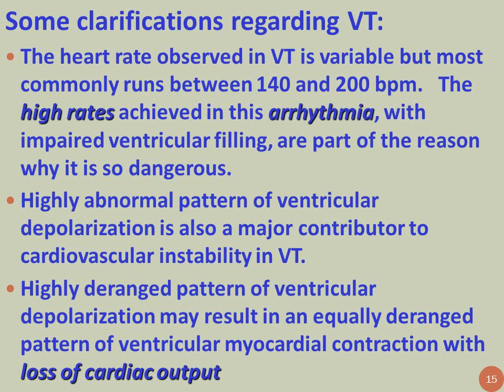Some clarifications regarding VT. The heart rate observed in VT is variable but most commonly runs between 140 and 200 bpm. The high rates achieved in this arrhythmia, with impaired ventricular filling, are part of the reason why it is so dangerous. Highly abnormal pattern of ventricular depolarization is also a major contributor to cardiovascular instability in VT. Highly deranged pattern of ventricular depolarization may result in an equally deranged pattern of ventricular myocardial contraction with loss of cardiac output.